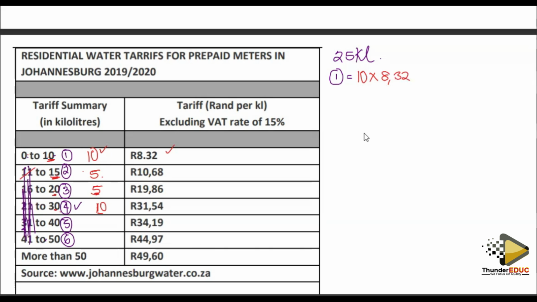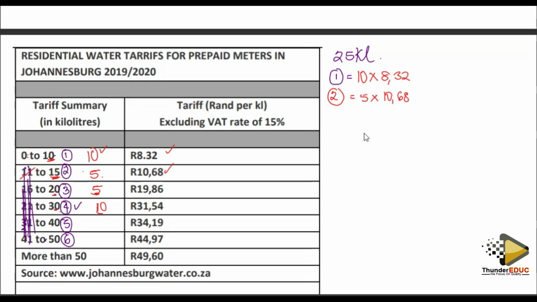That's block number 1. Then we go to block number 2. Block number 2, we said you need a maximum of 5. So this will be 5 times the money which is here, 10,68.